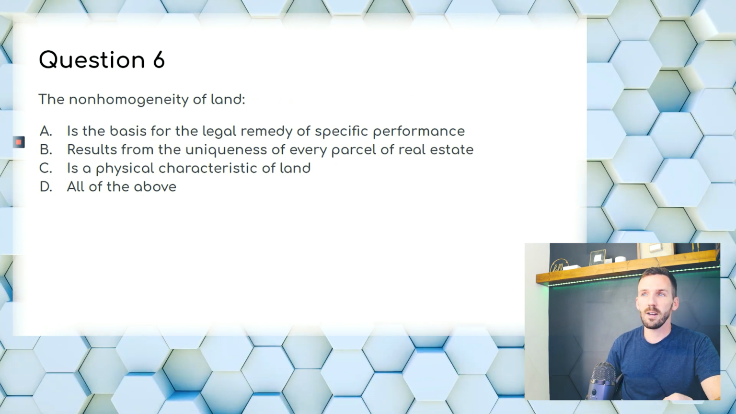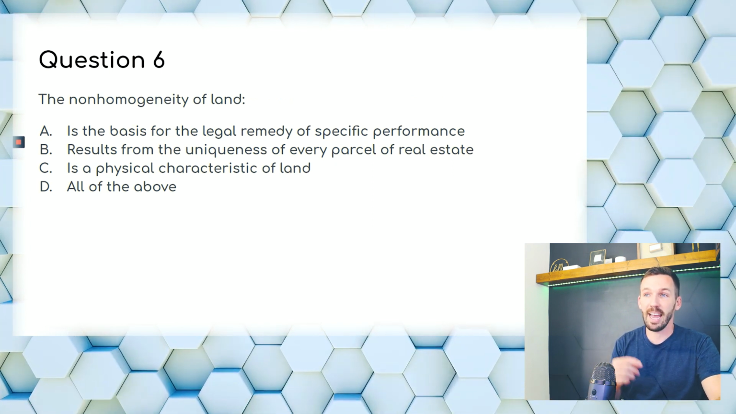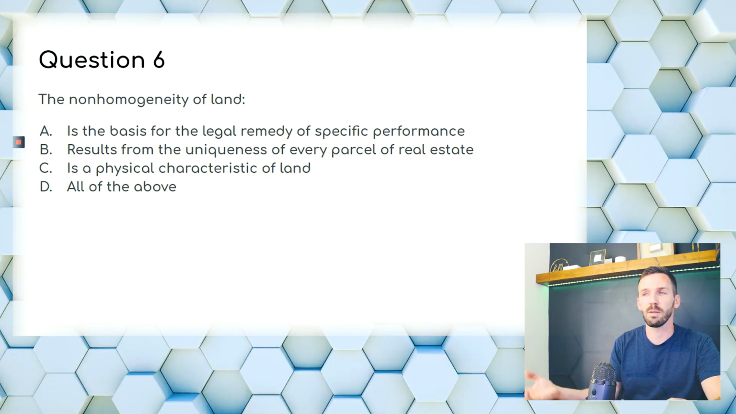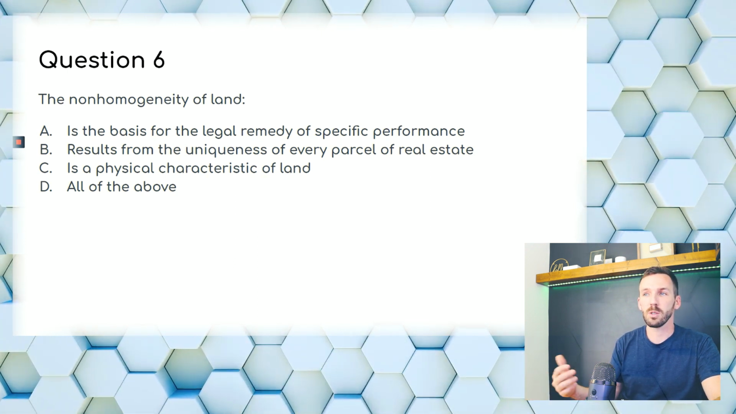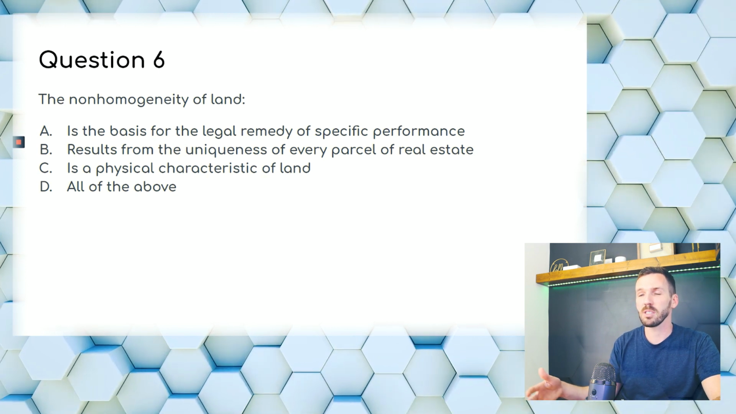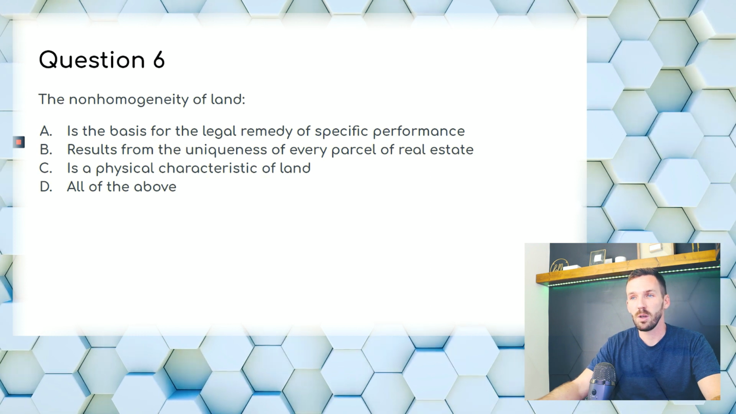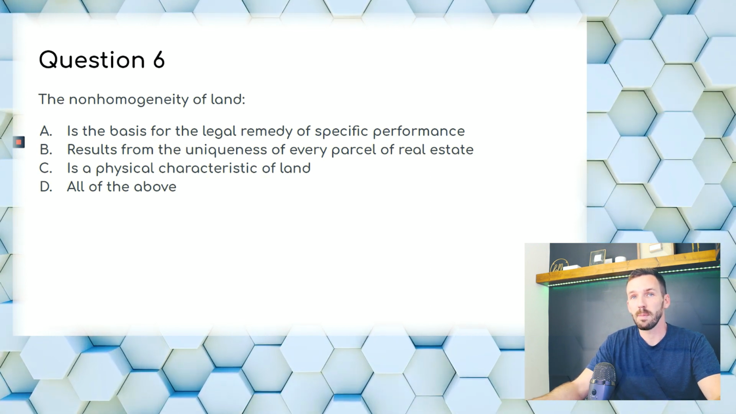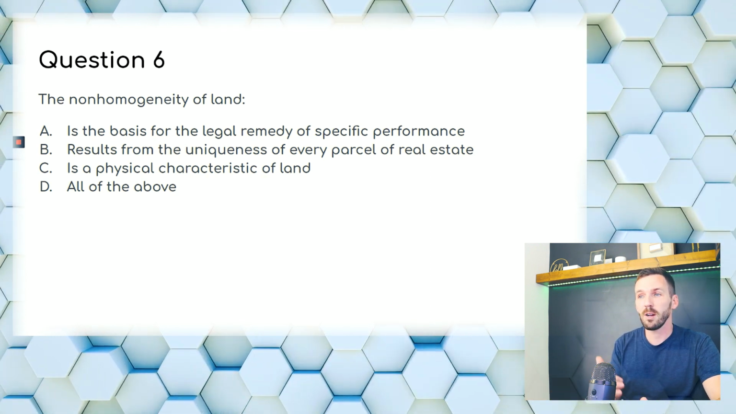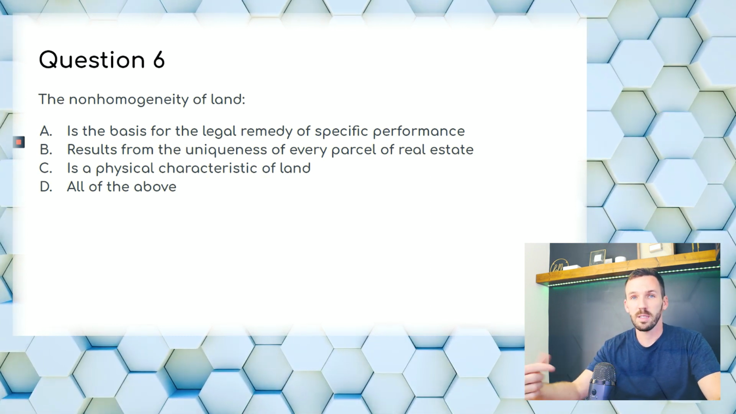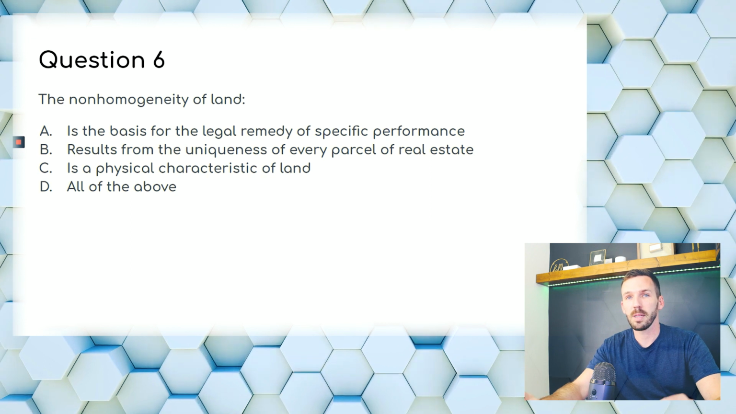Question 6. The non-homogeneity of land is A. Is the basis for the legal remedy of specific performance. B. Results from the uniqueness of every parcel of real estate. C. Is a physical characteristic of land. Or D. All of the above. So remember what non-homogeneity means. It will be really important for the real estate test. So it's about uniqueness. No two properties are alike.